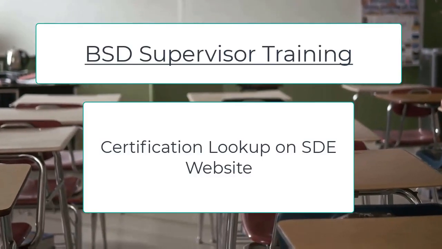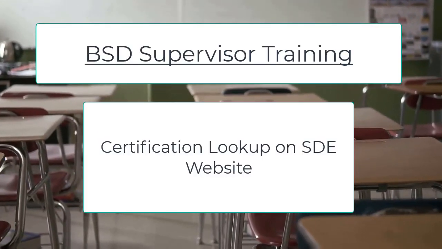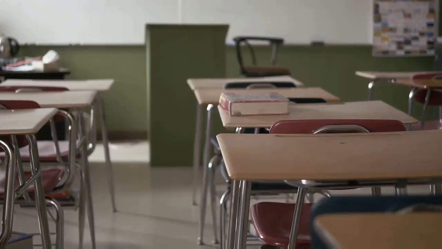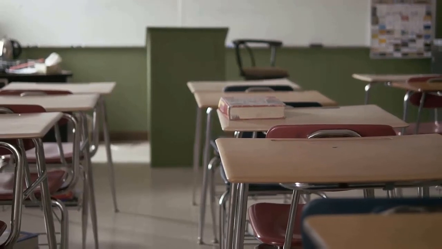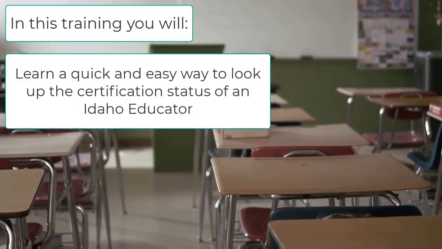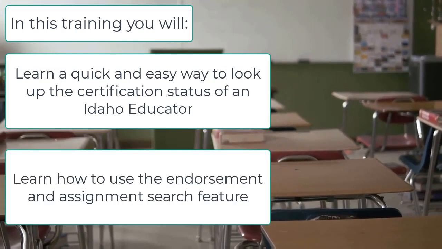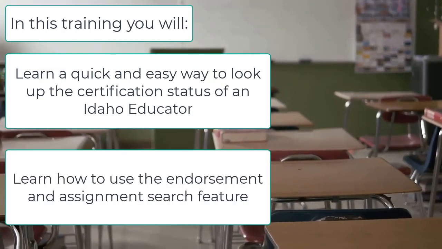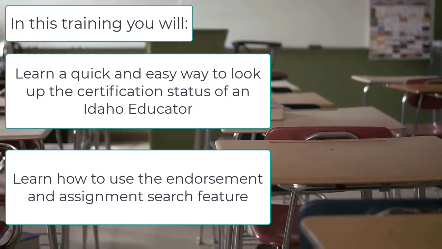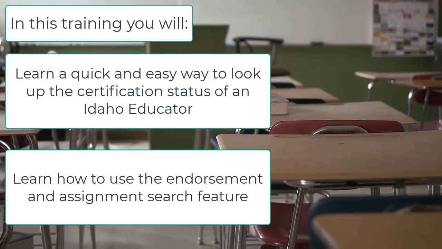When hiring educators or when assigning them to new classes, it is essential that supervisors first ensure that the educator is appropriately certificated for the classes that they are teaching. In this training, you will learn a quick and easy way to look up the certification status of an Idaho educator, as well as how to use the endorsement and assignment search feature to determine which endorsements are required to teach specific classes on the Idaho Department of Education website.